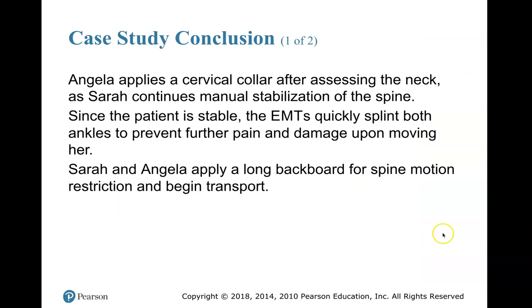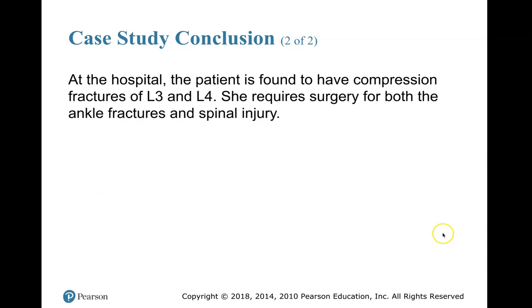All right, case study conclusion. Angela applies a cervical collar after assessing the neck as Sarah continues manual stabilization of the spine. Since the patient is stable, the EMTs quickly splint both ankles to prevent further pain and damage upon moving her. Sarah and Angela apply a long backboard for spine motion restriction and begin transport. At the hospital, the patient is found to have compression fractures of L3 and L4. L stands for lumbar. You need to know these things. She requires surgery for both the ankle fractures and spinal injury.